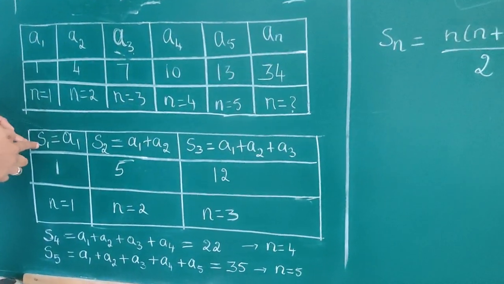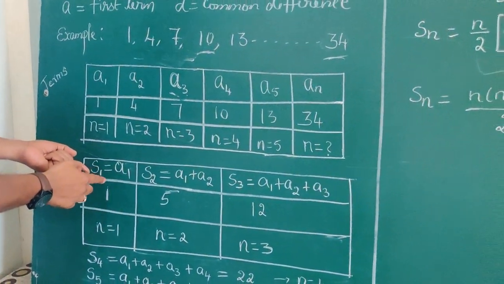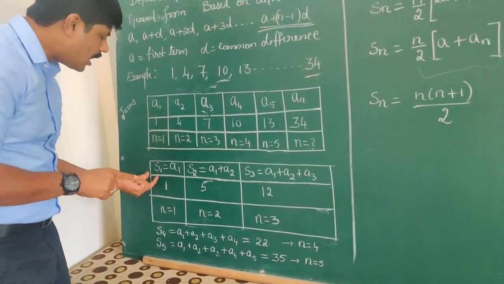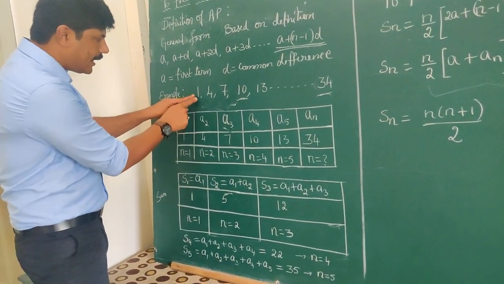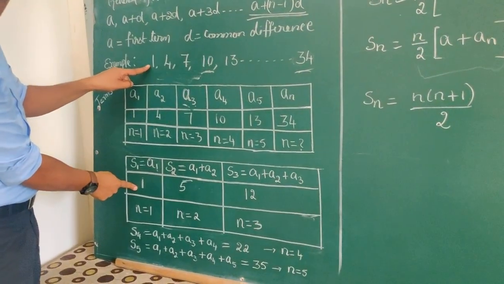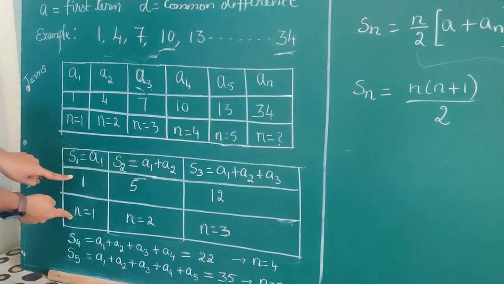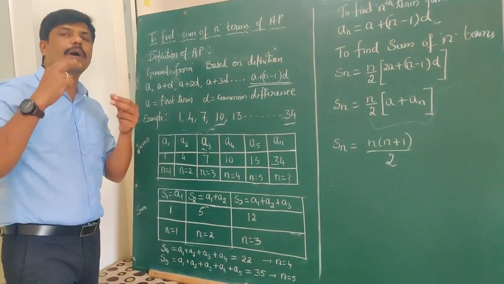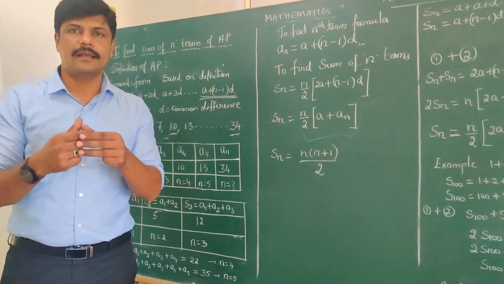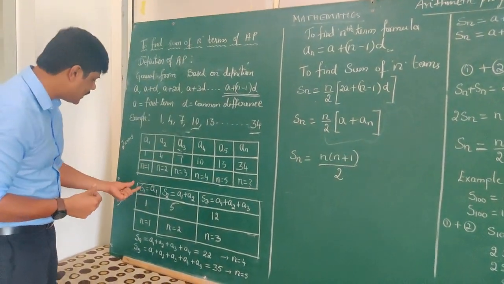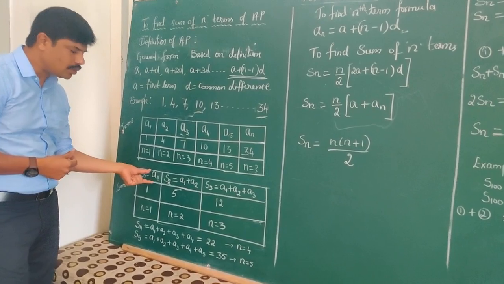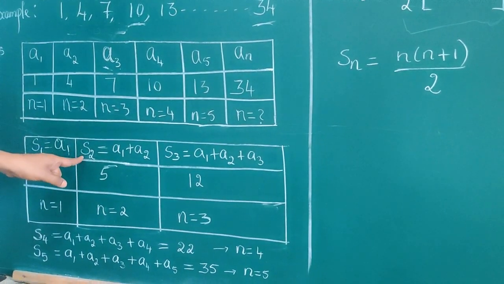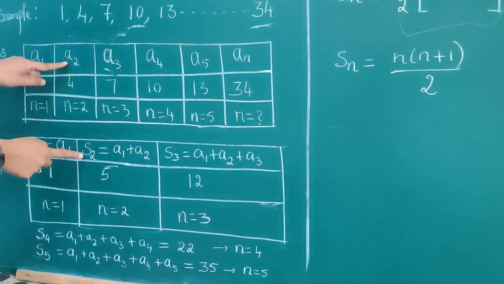Now you can see S1. S1 means sum of one term. Sum of one term is not possible, so the sum of one term and the first term are both the same. Here S1 equals A1 itself, where n equals 1. Because you cannot sum one term itself, it remains as it is. Therefore S1 equals A1, where n equals 1.